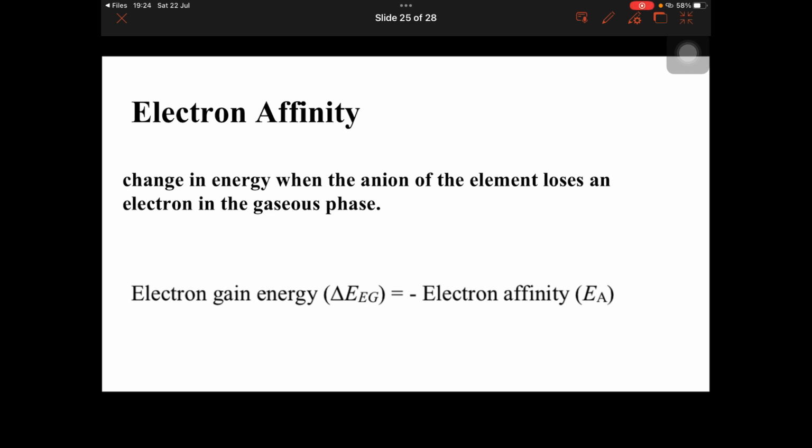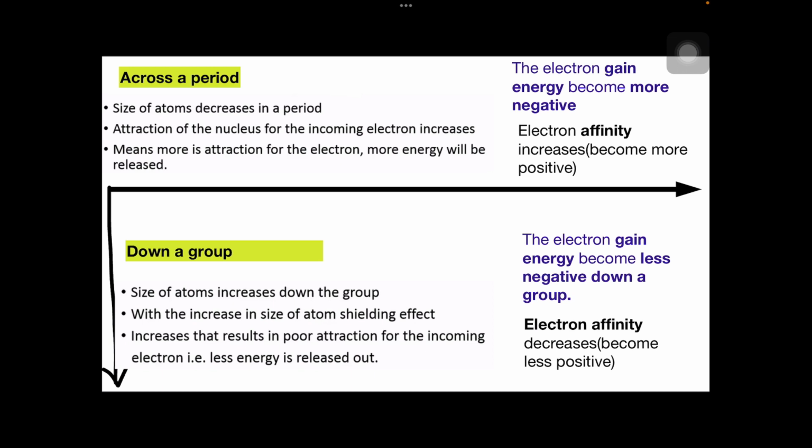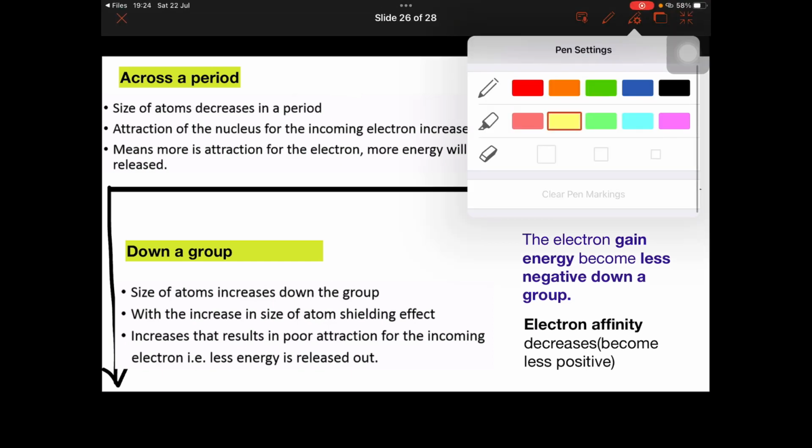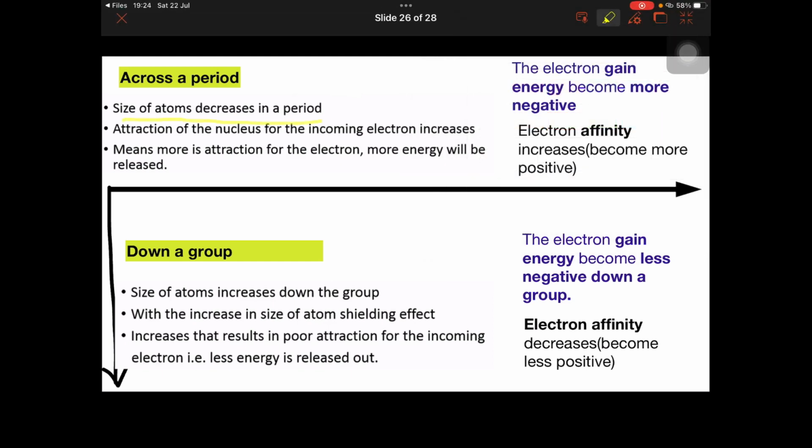Now let's move to the next one. Again, this tells you what happens across a period. The size of atoms decreases in a period, so the attraction increases. More attraction for the electron, more energy is released. So the electron affinity increases.